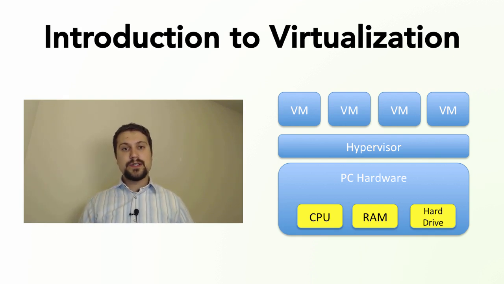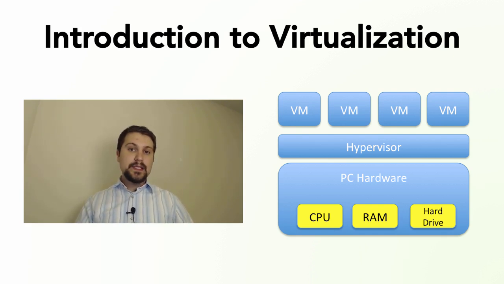First I want to show you this little picture I built. This is how virtualization works. On the very bottom you have your PC hardware, and within that PC hardware you have your resources: your CPU, your RAM, and your hard drive space. These are the three main resources that a computer needs.